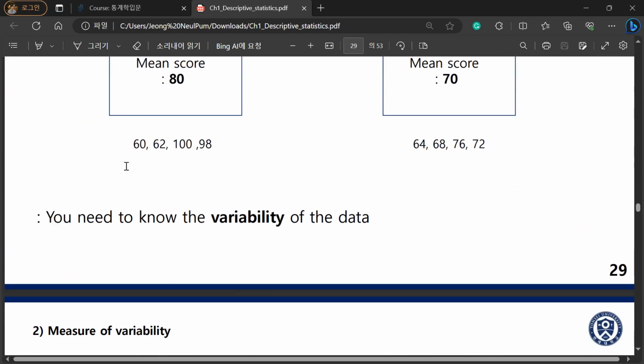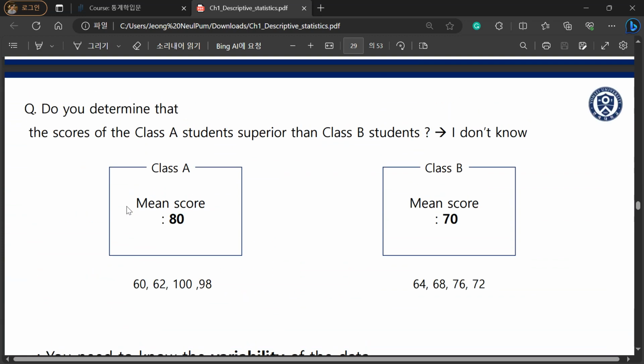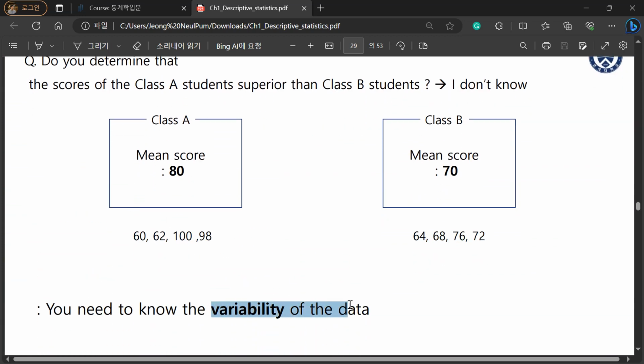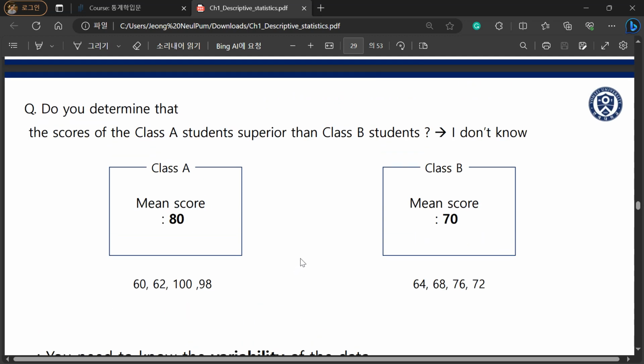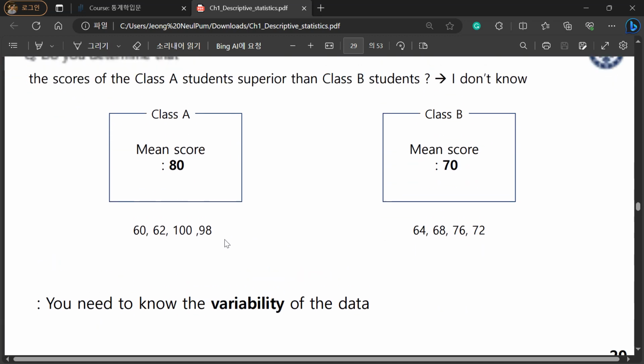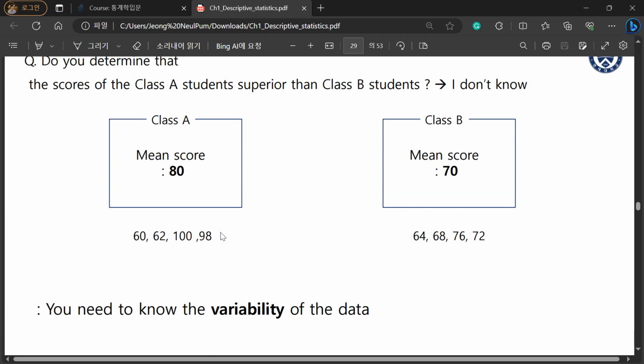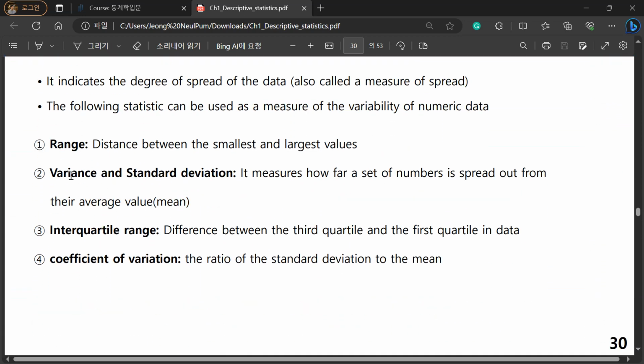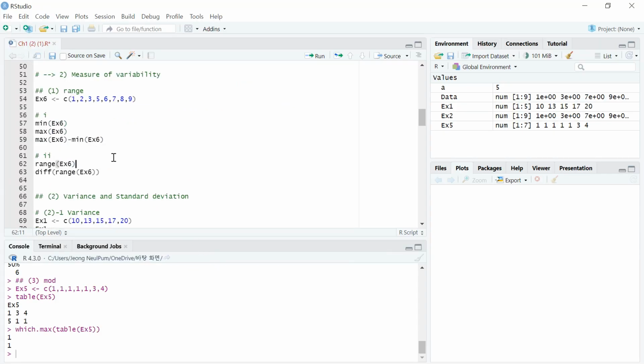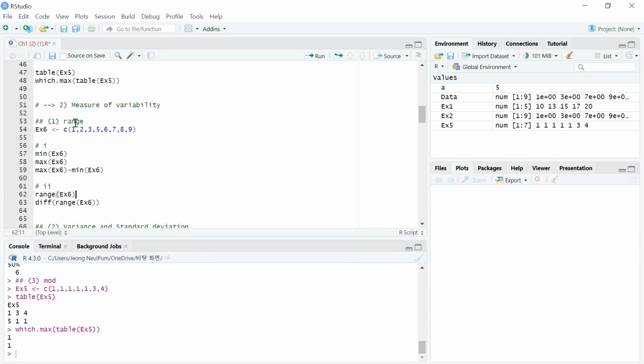And the second thing is that we also have to know the variability of our data, because even though we know the central location, we cannot fully explain what our data is and how our data is distributed. So we also have to know the variability of the data with these four kinds of notions, which are range, variance, interquartile range, and even the coefficient of variation. So let's do it step by step.